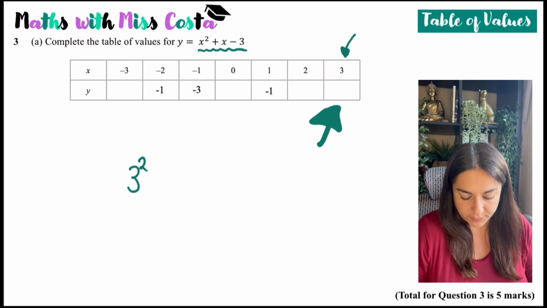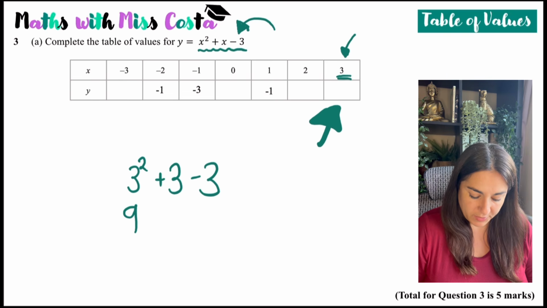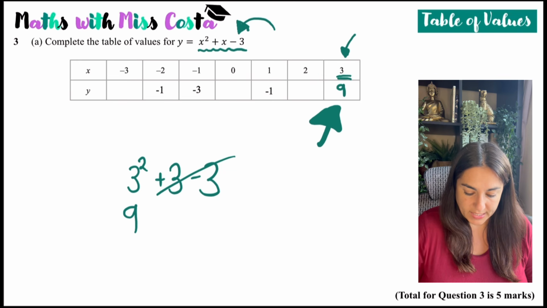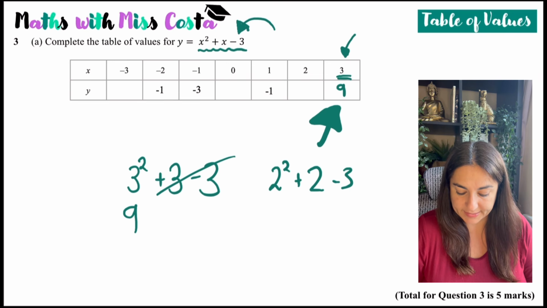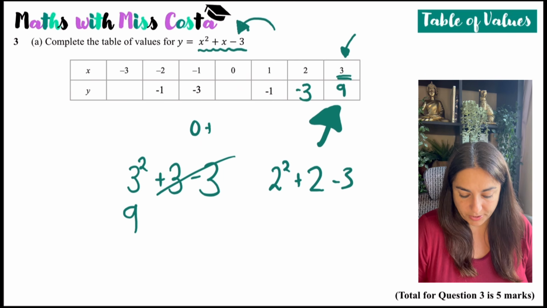So here we've got 3 squared plus 3 minus 3. You're just substituting this value into the equation of the line. So that becomes 9 plus 3 minus 3. That would cancel, so that would just be 9. Then we've got 2. So we've got 2 squared plus 2 minus 3. So 4 plus 2 is 6. 6 minus 3 is minus 3. Then we've got 0. Well, 0 plus 0 minus 3 is just minus 3.